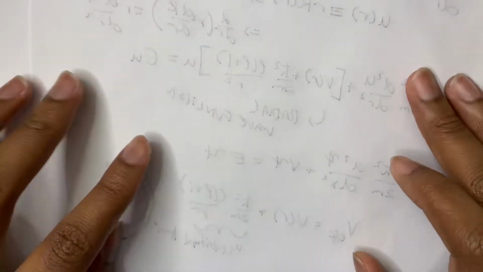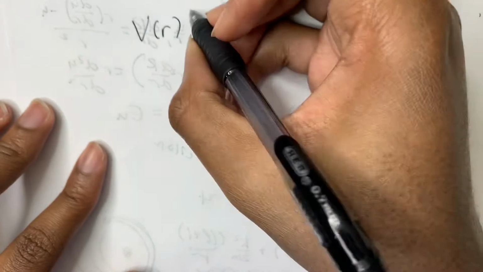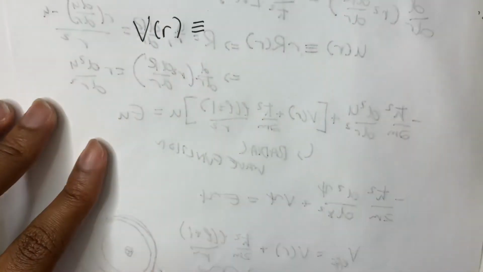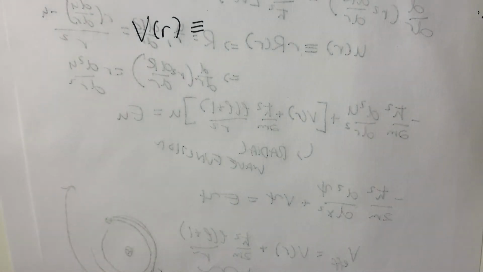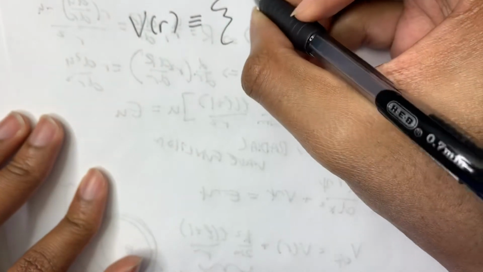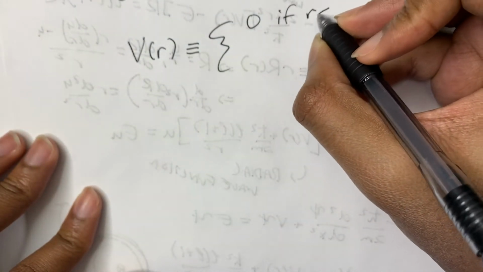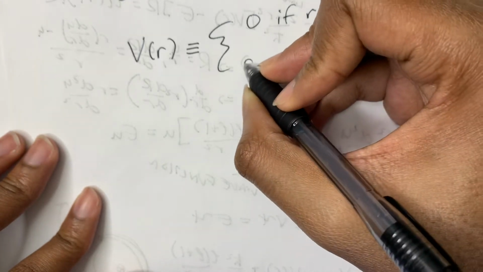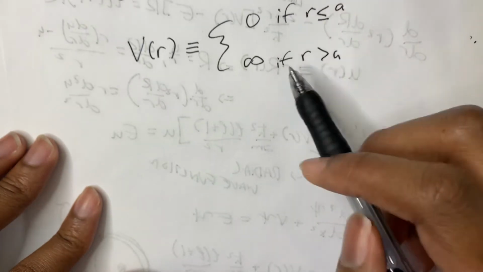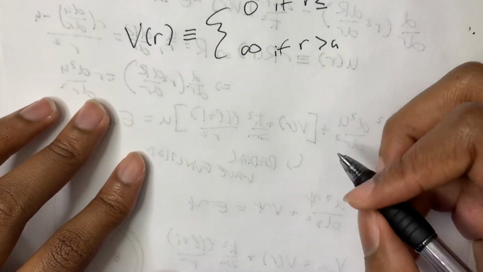So, say we have the potential V of r. Again, it can't have theta or phi in here. And let's define this potential, in this scenario, as being 0 if r is greater than or equal to some number a, and it's infinity if r is greater than a, where r is the radius here. So let's actually graph this before we solve it.